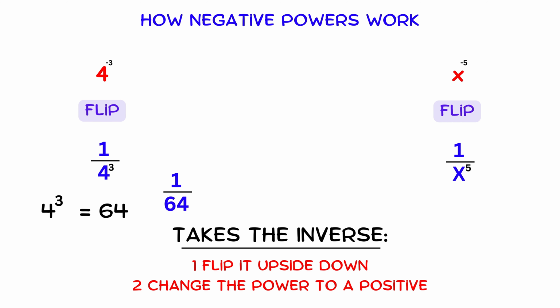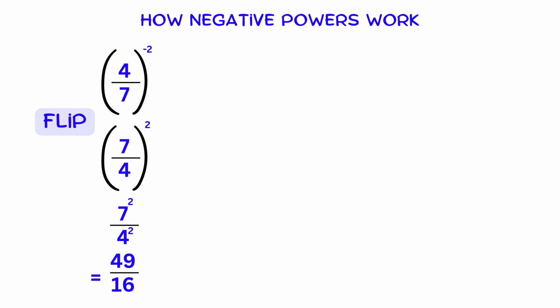For fractions like 4 over 7 all to the power of -2, we do basically the same thing. So you just flip the whole fraction upside down so that it becomes 7 over 4, and then change the power of -2 to a positive 2. Then, because the power of 2 applies to the whole bracket, we have to apply it to the numerator and the denominator separately, so that will give us 7 squared on top divided by 4 squared, which equals 49 over 16.